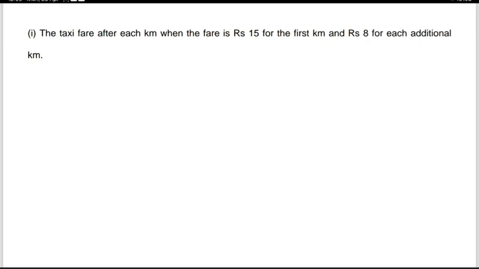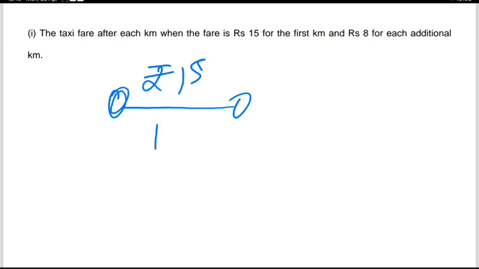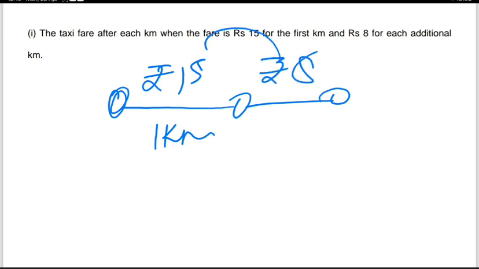So there is a taxi fare where it charges 15 rupees for the first kilometer, and for the next kilometers it adds 8, that is 15 plus 8 for each additional kilometer. I'll tell you an example. For the first kilometer it takes rupees 15. For the next kilometer it takes additional charges, that is rupees 8. So here the total charge is 23.